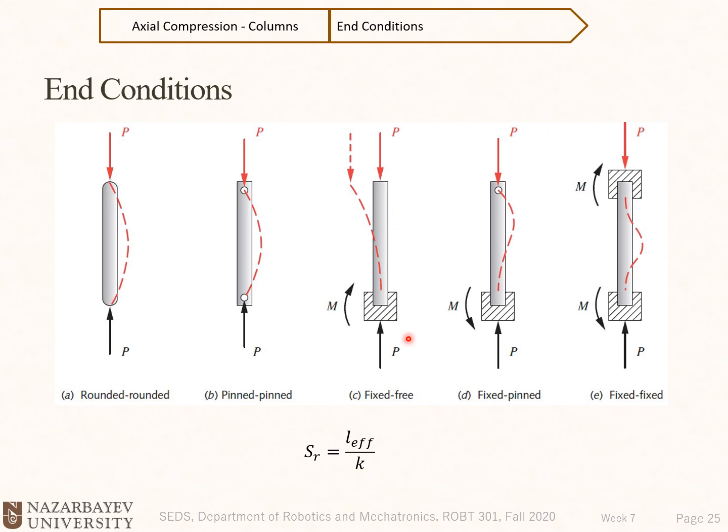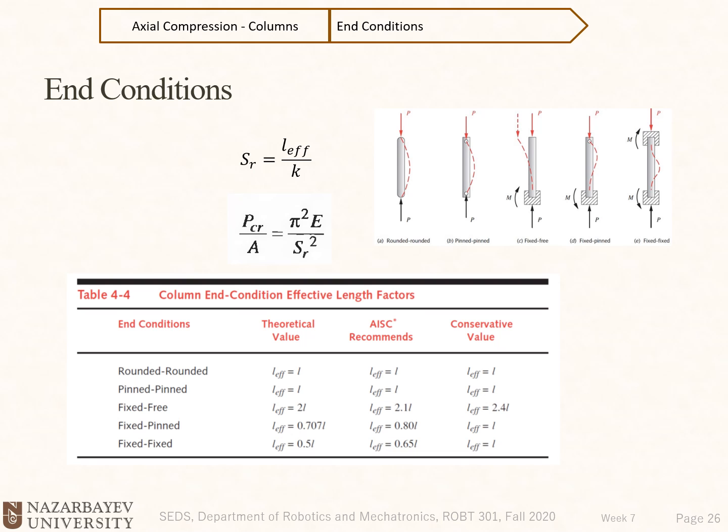To take into account these types of end conditions, we could have another definition for a slenderness ratio, which is equal to L effective divided by K, and we'll have a table to find L effective for different end conditions. Here we have a table that shows L effective for different end conditions.